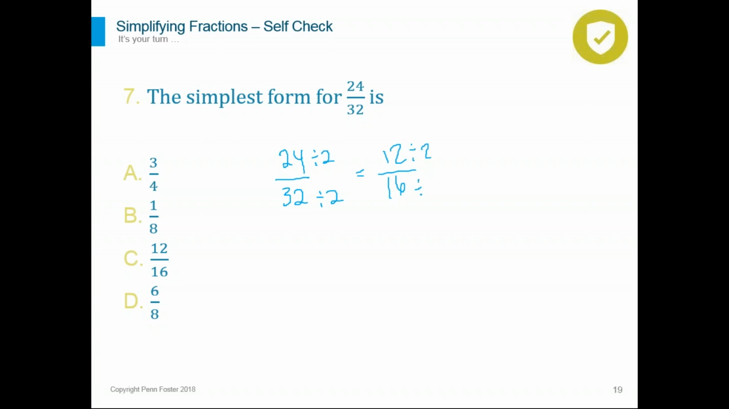Okay, again, even numbers. Divide over 2 and divide over 2 equals 2. 12 over 2 is 6. 16 over 2 is 8. Again, even numbers. There's more to eliminate. Divide over 2 and divide over 2 equals 2. 3 over 4. So 3 over 4 is the simplest form, the most reduced form for the given fraction. Any questions on this example?